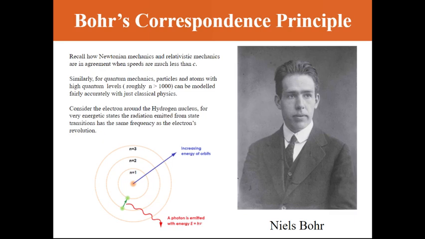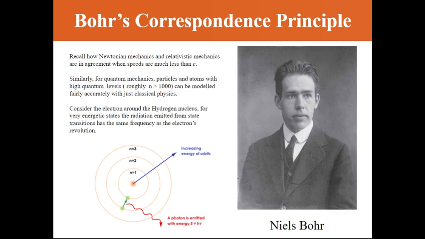Because at really, really high energy levels, the separation between the energy states is so small that it's almost continuous. And at that point, the radiation that an electron emits at high energy levels can actually be modeled as having the same frequency as the electron's own revolution. So remember that the photons emitted have their own frequency, but at high energy levels, the frequency of those photons matches the frequency of the electron's orbit. But again, only for high levels.